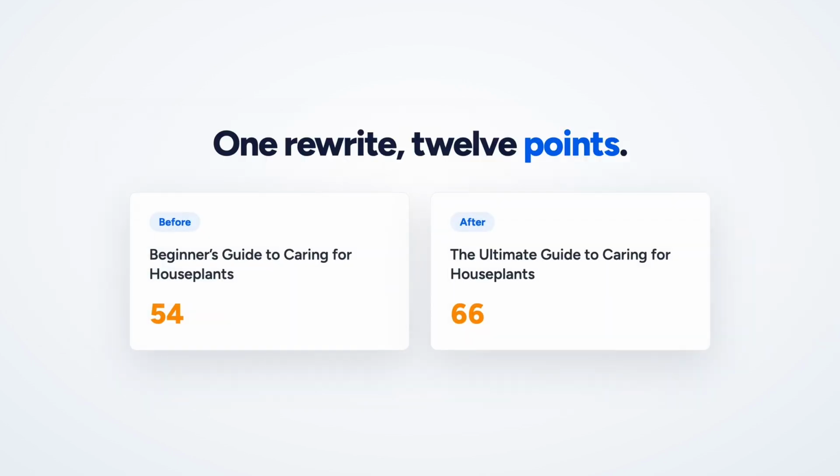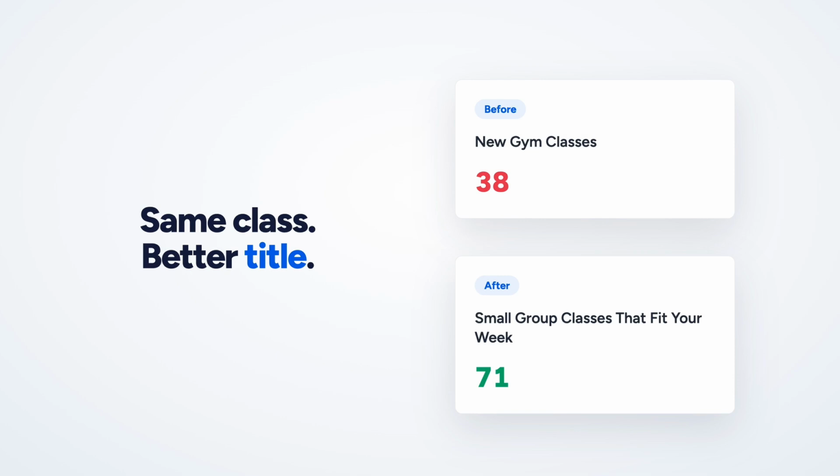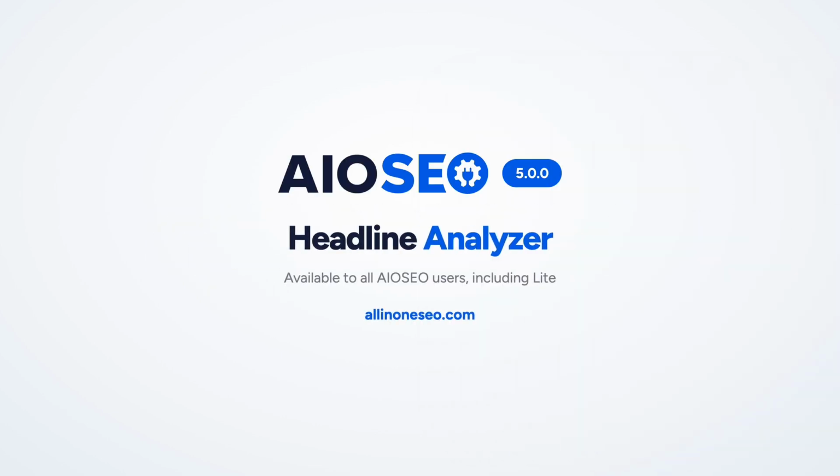A guide to houseplants can climb from 54 to 66, and a gym owner can test 2 membership page titles side by side. That's the headline analyzer in 5.0, free on every plan.